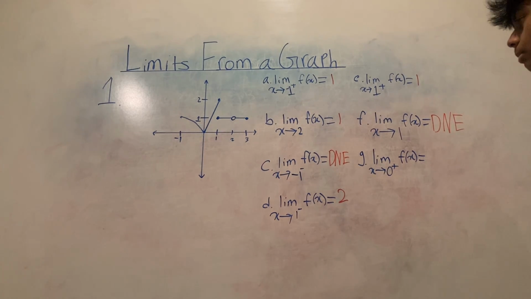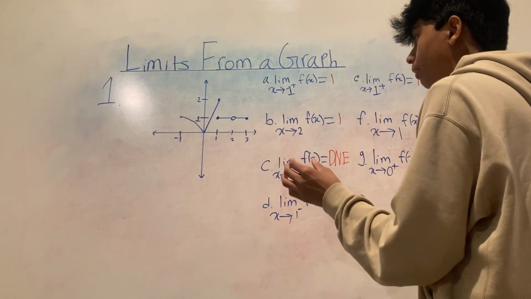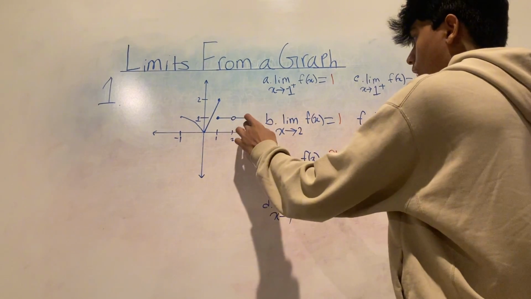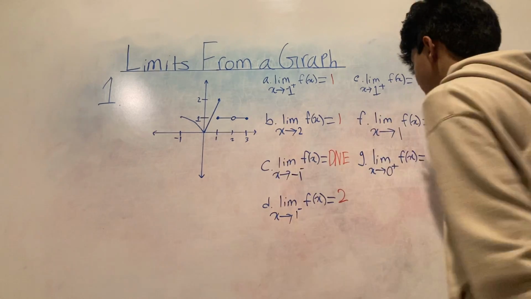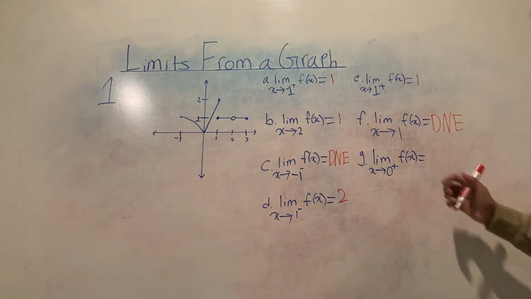The definition of a limit means that when x approaches a certain value, from the left and right side, they should both be equal. And in this case, it's not. From the right, it's 1, and from the left, it's 2. So here, limit as x approaches 0 from the right.